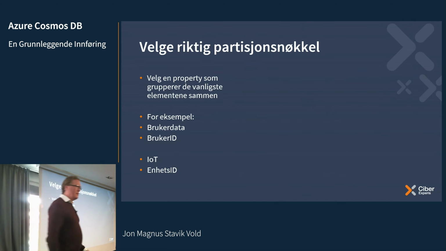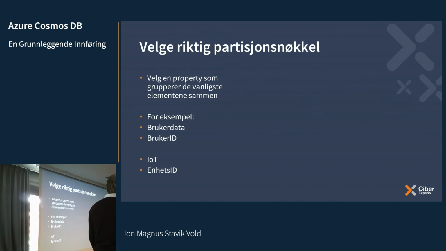And choosing the right partition key, that's very important. So choose a property that groups the most common elements together. For example, if you have user data, you should use user ID. If you have IoT devices, you should use the device ID.